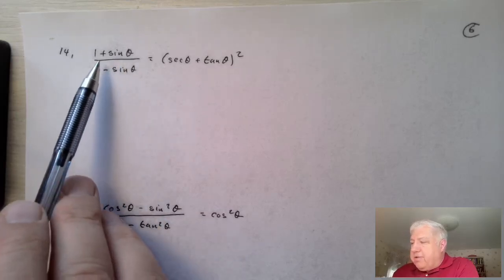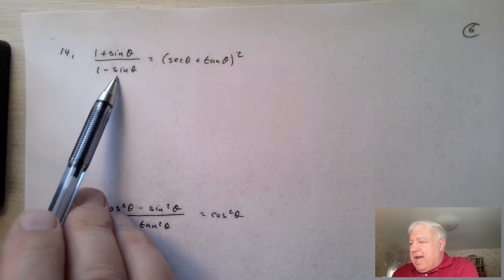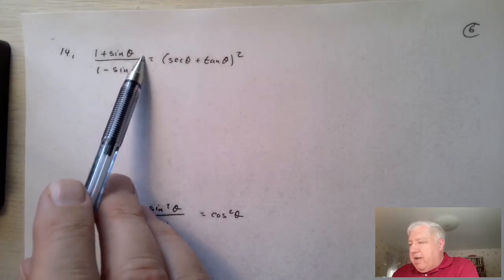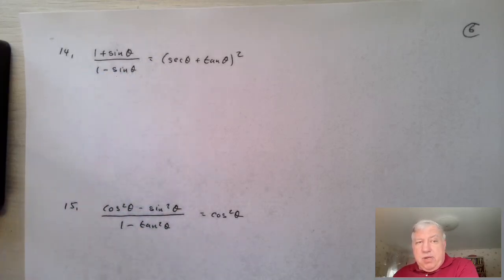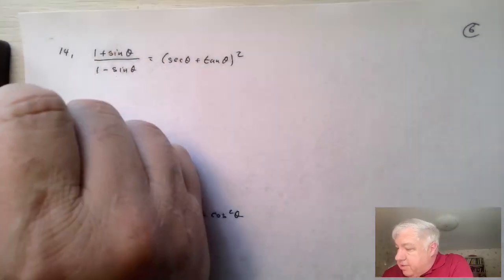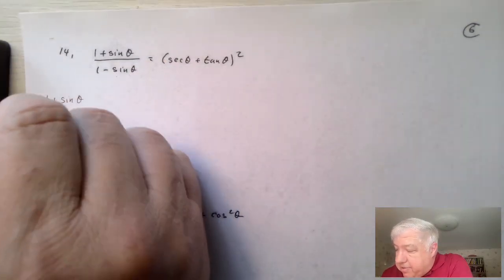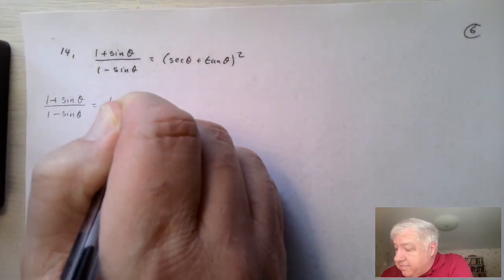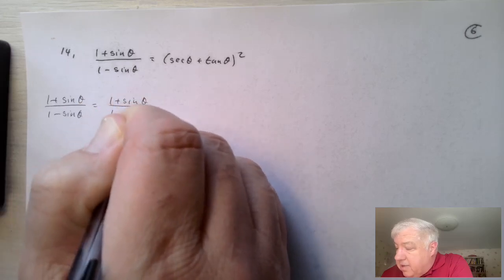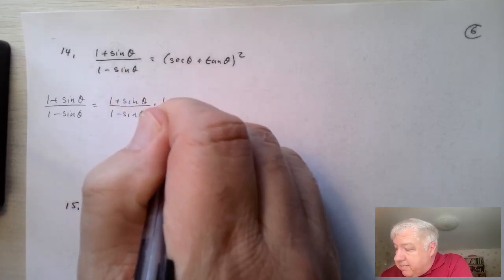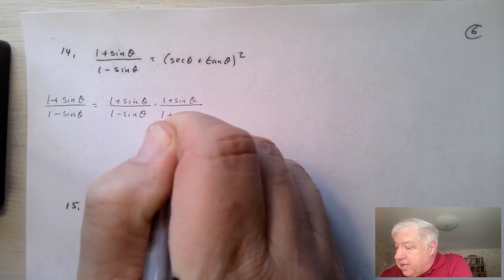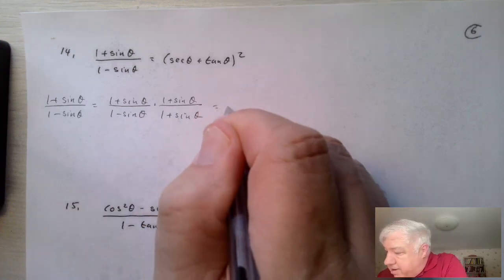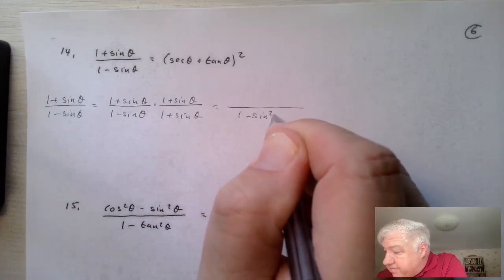when you see a fraction like this, you have 1 plus something over 1 minus that same something. You can always do this little conjugate where you multiply and divide by 1 plus something, so the denominator will become much simpler. In this case, we have 1 plus sine theta over 1 minus sine theta. This is equal to 1 plus sine theta over 1 minus sine theta, and I'll multiply by 1 plus sine theta over 1 plus sine theta. Then this denominator just becomes 1 minus sine squared theta.